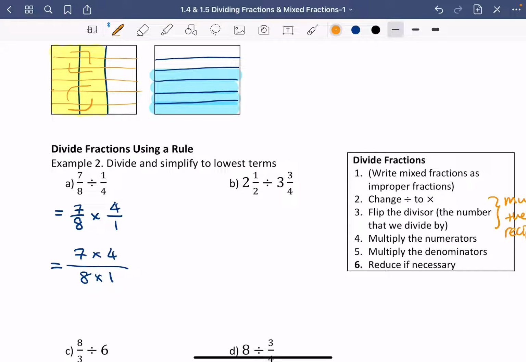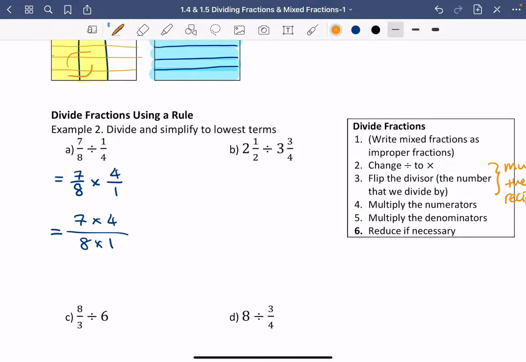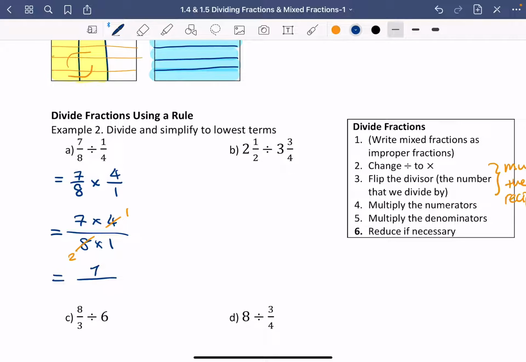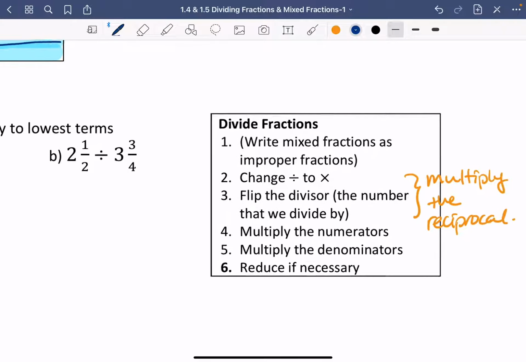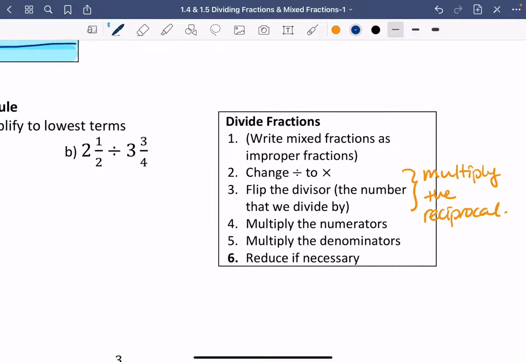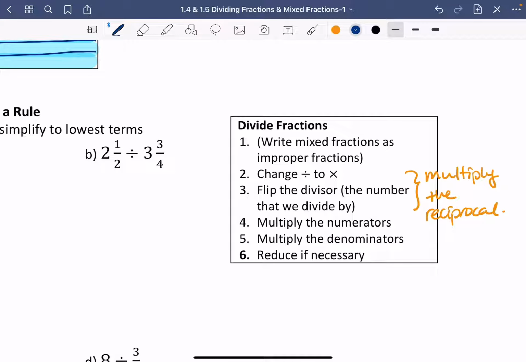Okay, and let's look for common factors. 4 and 8 have a common factor of 4, so 4 divided by 4 is 1, 8 divided by 4 is 2. And so 7 times 1 is 7, 2 times 1 is 2. And that's our answer. Okay, now let's look at the second question. The second question we have here is a mixed fraction divided by another mixed fraction.